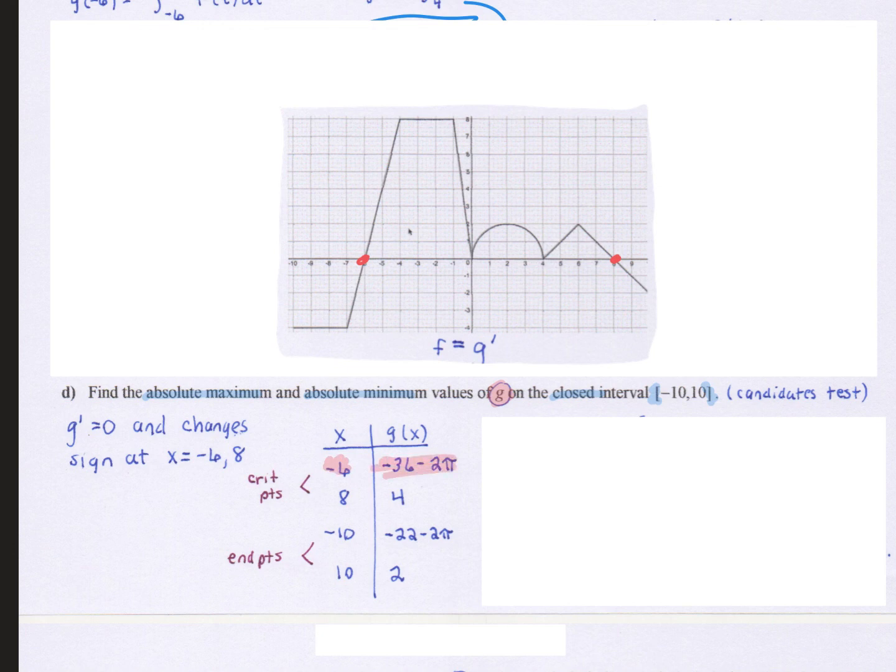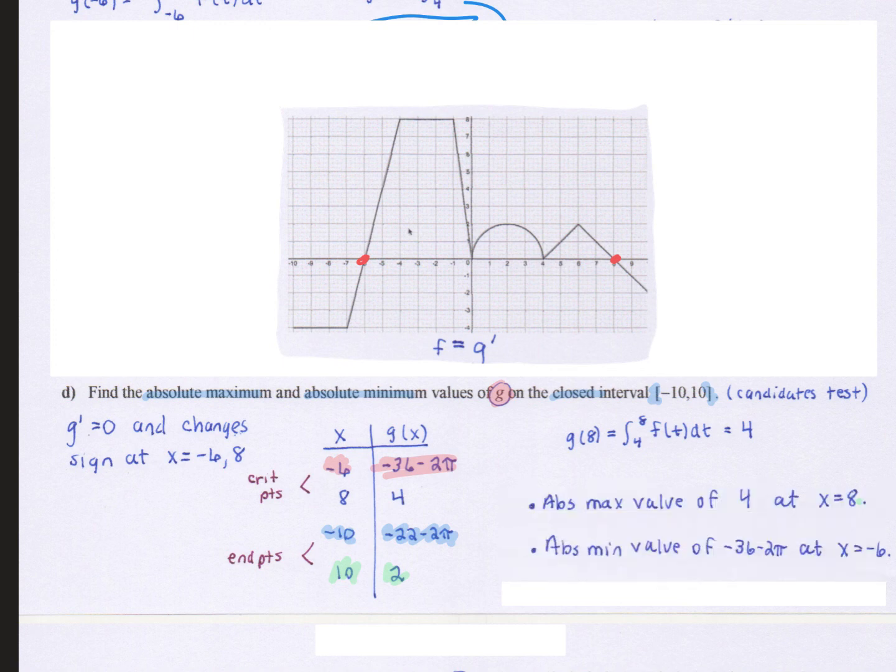G of -10, I found in part A, so again, I'm just going to pull that answer from part A down. G of 10 I found in part A as well, so the only one I have to work for is G of 8, but I'm going to find it just like I did in the previous parts. Going to replace that upper limit with an 8, look at the areas, and I get that answer as 4. And then I just answer the question.